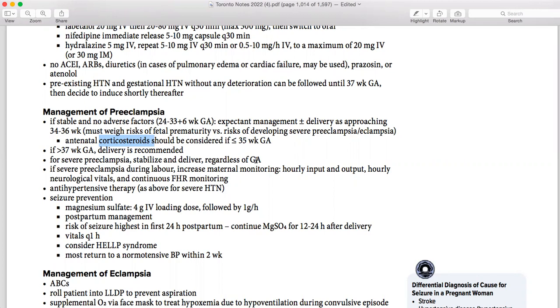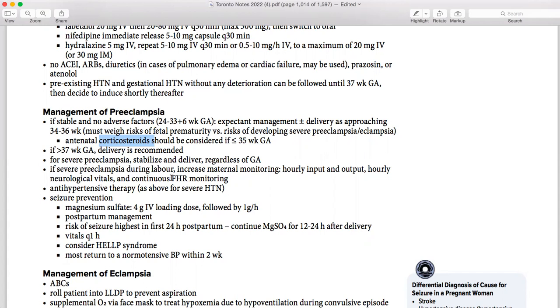If she's coming with 25, 28, 29 weeks, you have to stabilize and deliver right away. If severe preeclampsia during labor, it needs increased maternal monitoring: input and output, meaning the IV fluids given and the urine coming out. Also neurological monitoring, because something like a subarachnoid hemorrhage could happen. So you have to check for any neurological problem, any numbness, any weakness of a body part.